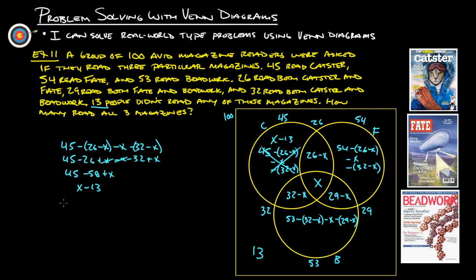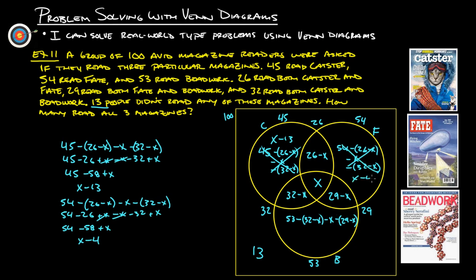We've got 54 minus 26 minus x minus 32 minus x. Simplify that. It's 54. Distribute the negative to both. Negative 26. Negative times a negative is plus x. And we have a minus x. Negative times 32 is negative 32. Negative times negative x plus x. So those are gone as well. 54. Negative 26 and negative 32 is negative 58 plus x. So that one is going to be x minus 4. So we'll get rid of all of that and call this x minus 4.